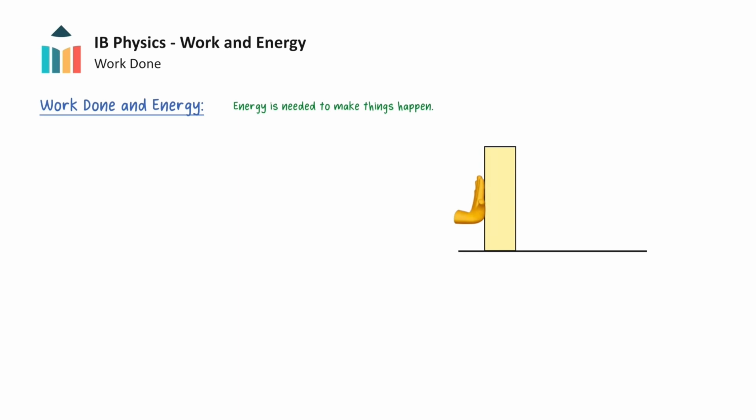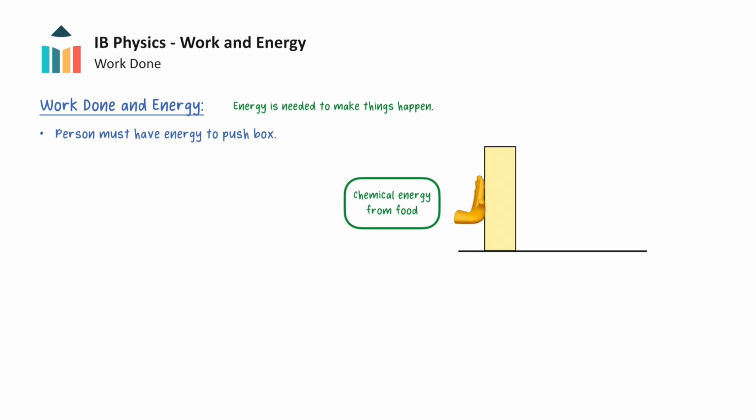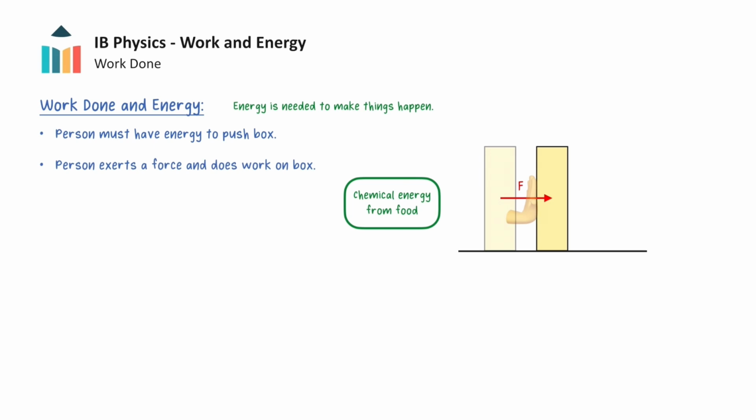We will now link the idea of work done to energy. A way to think about the concept of energy is that energy is needed to make things happen. For example, in order for someone to push a box, the person must have a store of energy, which is usually chemical energy from food. The person will use their energy to cause the box to move. The person will be exerting a force on the box, and since the box moves from one place to another, the person must be doing work on the box. This is why energy is often described as the capacity to do work.